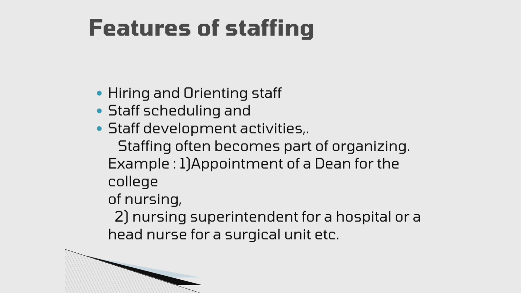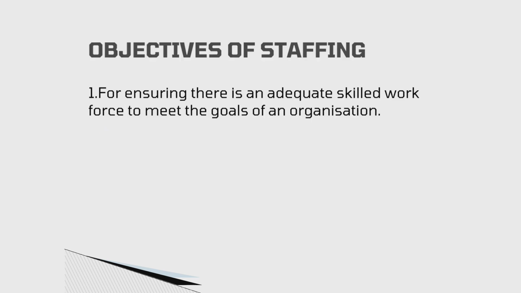The features of staffing include hiring and orienting staff, staff scheduling, and staff development activities. So staffing becomes part of the organization. For example, we can see in a hospital, appointing a dean for the College of Nursing. Okay, so based on the institution, this is an example for a College of Nursing, and appointing a nursing superintendent for a hospital or a head nurse for a surgical unit. So this is an example of staffing. And the objective of staffing in nursing is to ensure there is an adequate skilled workforce to meet the goals of an organization, maybe a hospital or maybe an educational organization.